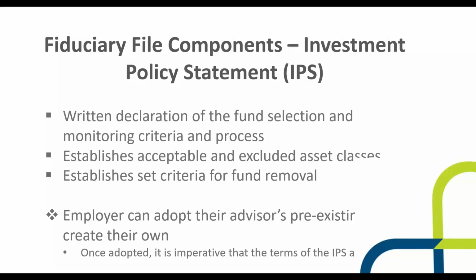In the investment policy statement, you would also spell out exactly what your monitoring criteria would be. So if a fund underperforms for 2 quarters or 4 quarters, what is going to be your criteria working in conjunction with your advisors to remove a fund from your underlying investment lineup?